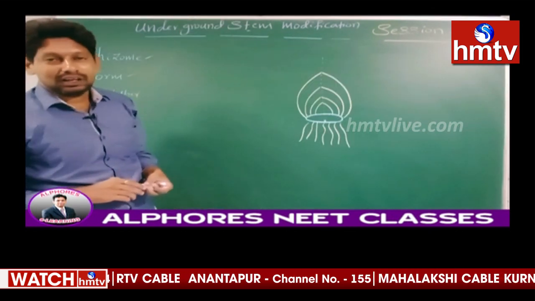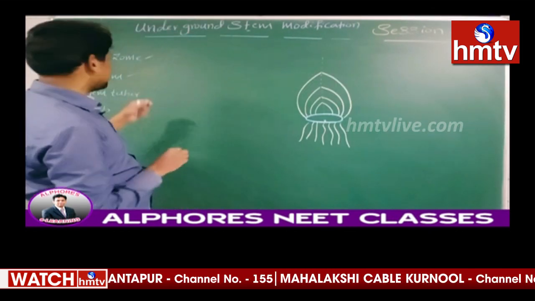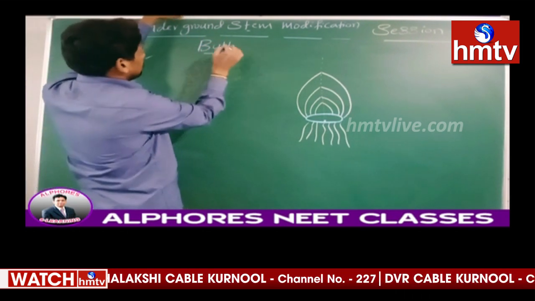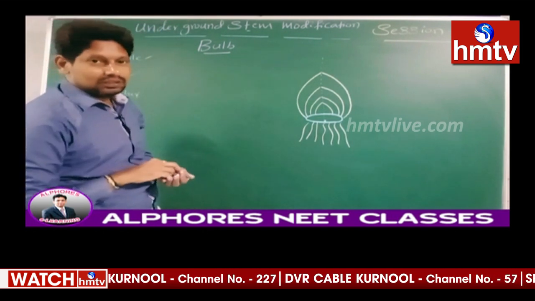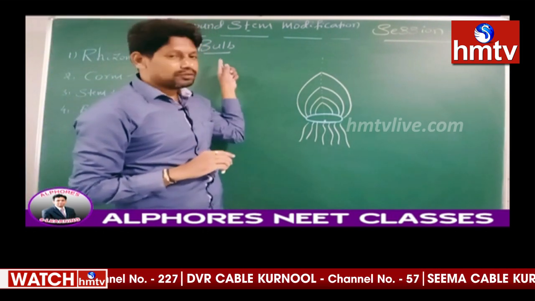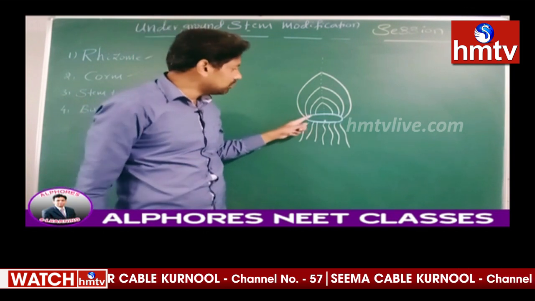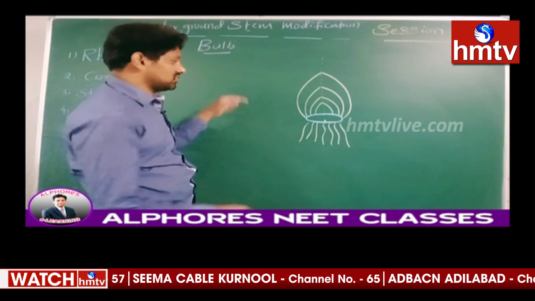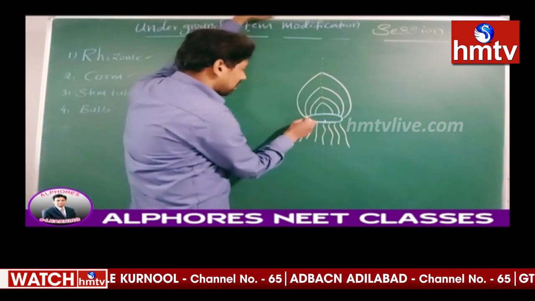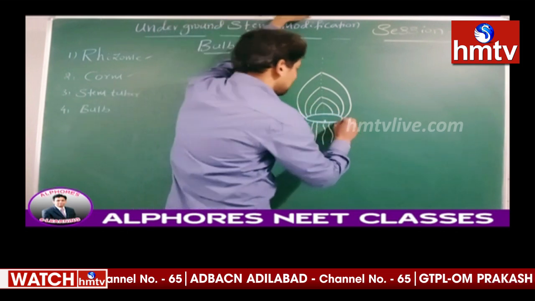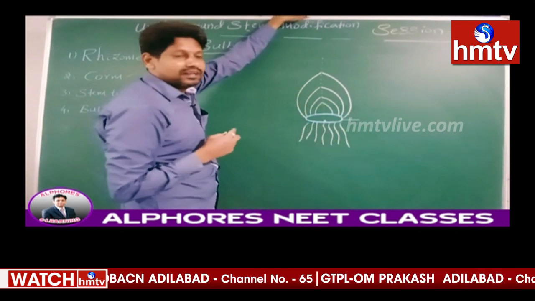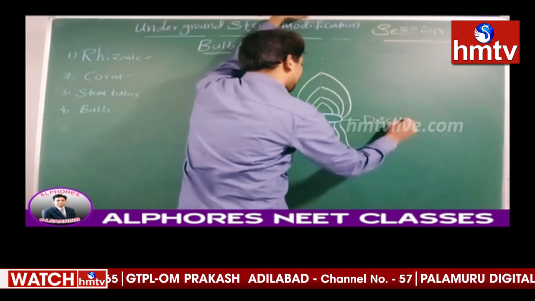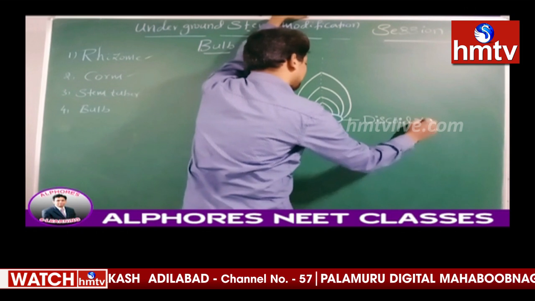Go for the last underground stem modification. What is it? Bulb. Now listen here. Sir, in case of bulb, this blue one is the stem, right? This stem is reduced into a disc-like structure. So we are calling this stem a discoid stem. This is a discoid stem.